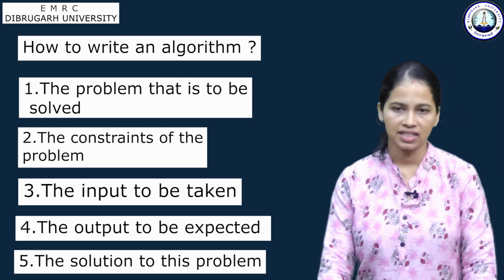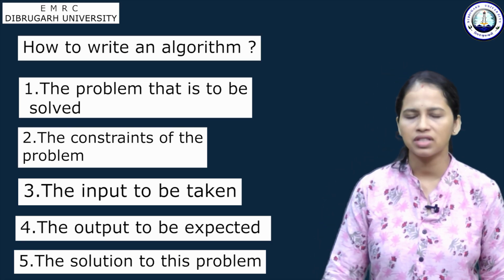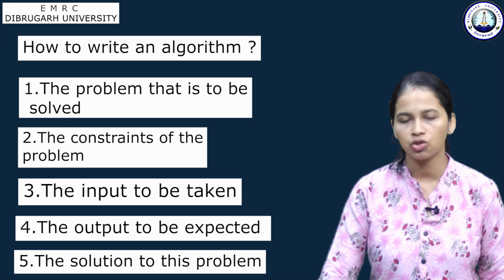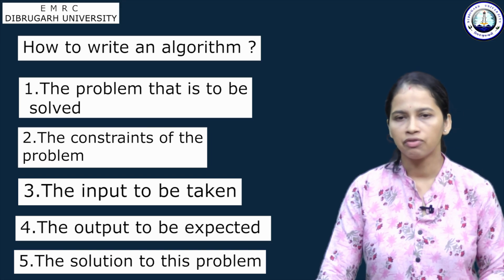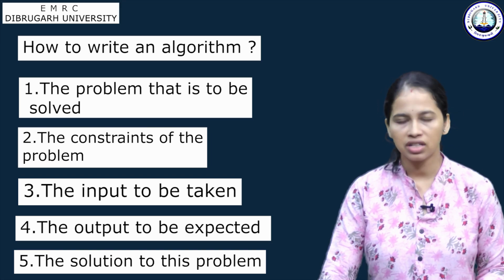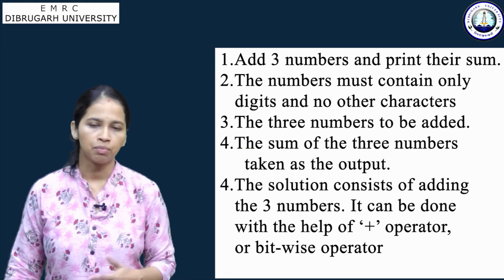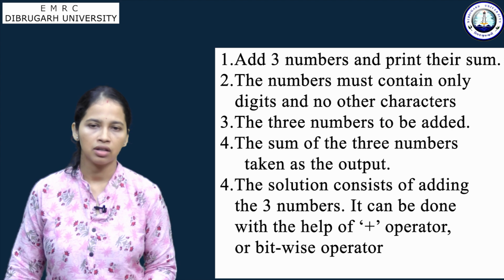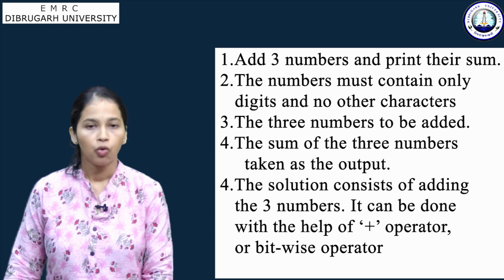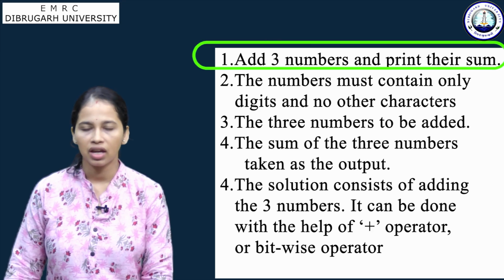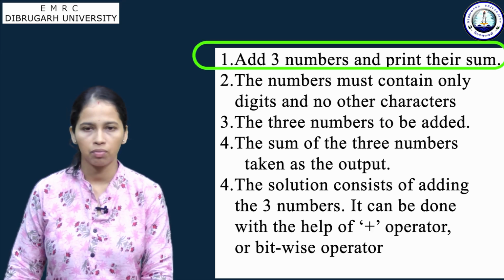So, let us take an example. These are the 5 prerequisites that you should know before writing an algorithm. Let us take an example of adding 3 numbers. The first step is defining the problem that is to be solved. What is our problem? We have to add 3 numbers and print their sum.